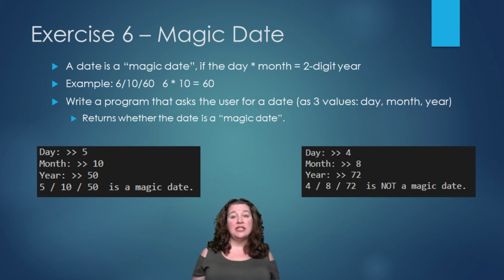If it is, you're going to say, this date is a magic date. If it's not, you're going to say, this date is not a magic date. Okay? So that one's going to use a little bit of math, a little bit of calculating, and then again, a decision.